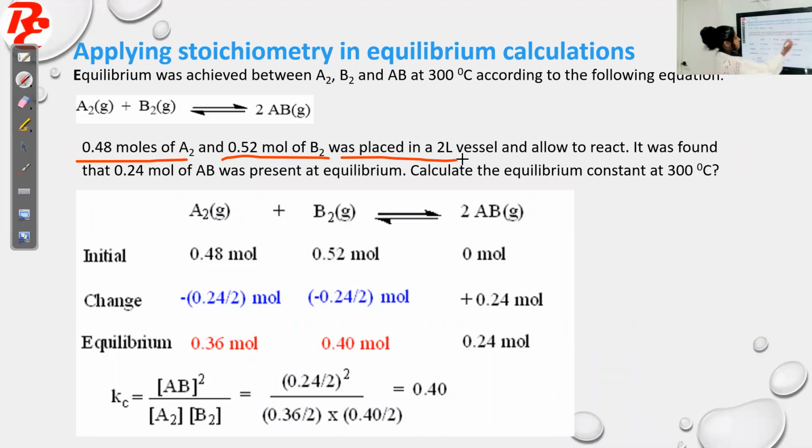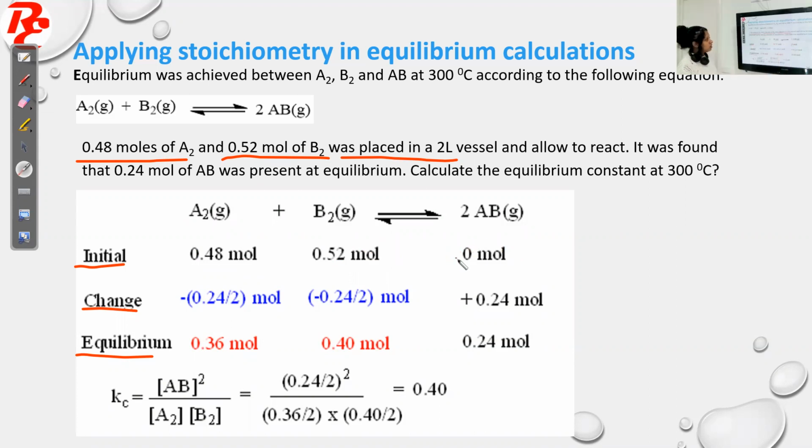First write the given reaction with the coefficients. And then after that you write ICE. I stands for initial, C is for change, and E is for equilibrium. Now put the values given. You have 0.48 moles of A2, so I wrote 0.48 moles of A2 here. That's the initial amount. And B2 is 0.52, so I wrote 0.52 there. I didn't place any AB, therefore I write 0 for AB.